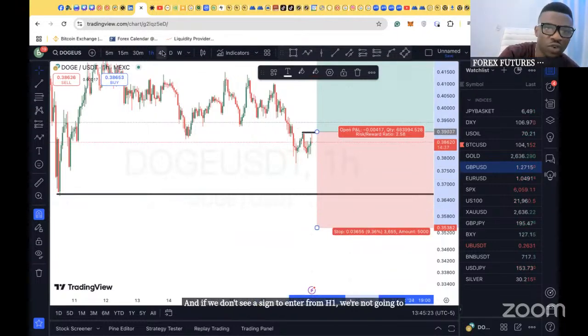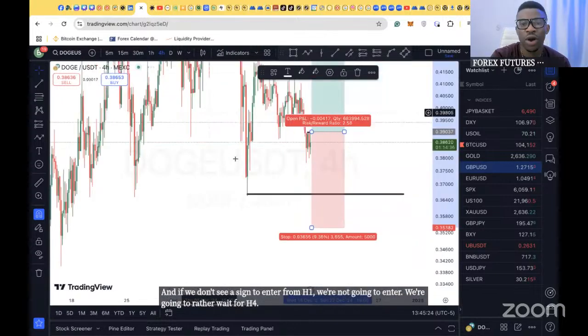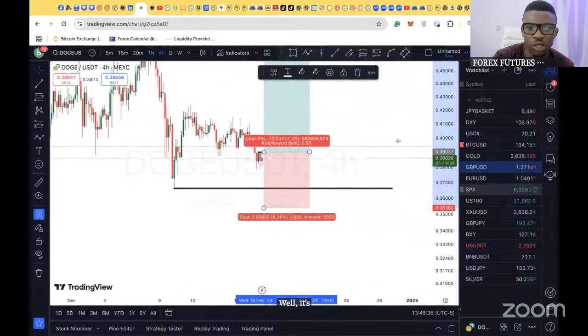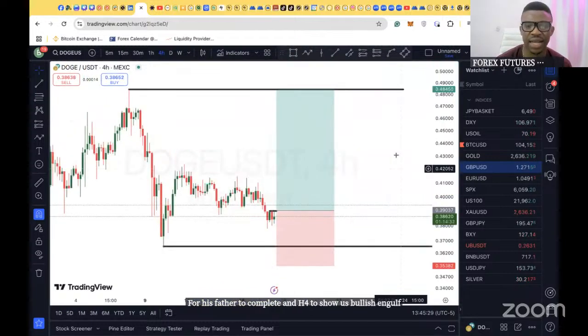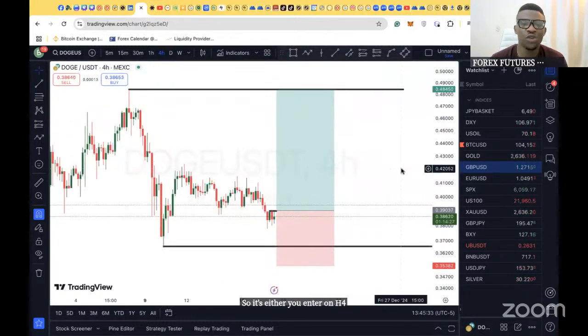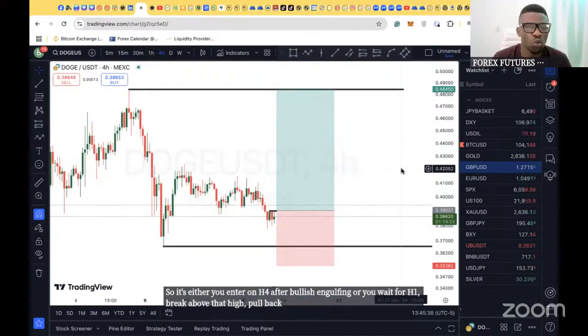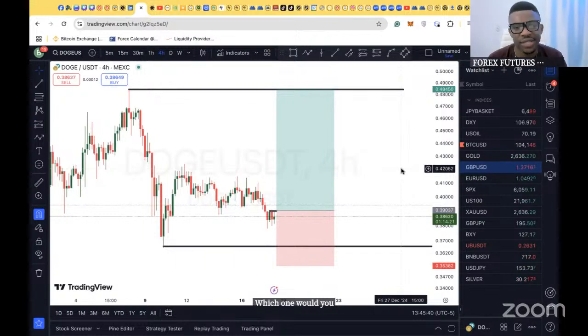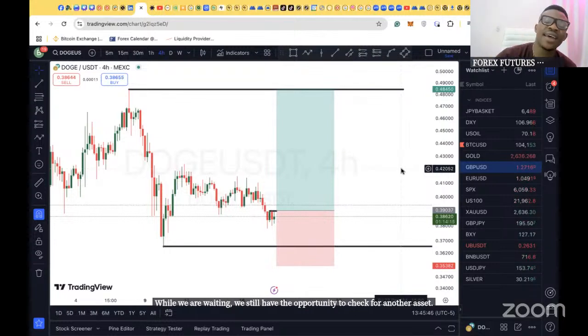We're going to rather wait for H4. For H4 to complete and show us a bullish engulfing, then we enter the next candle. So it's either you enter on H4 after a bullish engulfing, or you wait for H1, break above that high, pull back, then you enter. Which one will you wait for? We don't know. Let's see. While we are waiting, we still have the opportunity to check for another asset. Until we find an asset that gives us a clear signal to buy, ladies and gentlemen, there's no point buying.